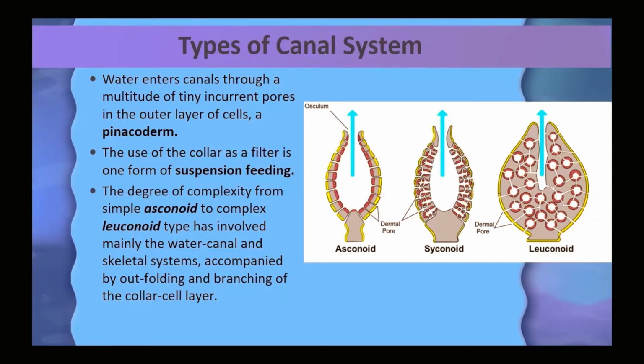On the other hand, the leuconoid sponge body comprises an enormous number of tiny chambers. Clusters of flagellated chambers are filled from in-current canals and discharge water into ex-current canals that eventually lead to an osculum.